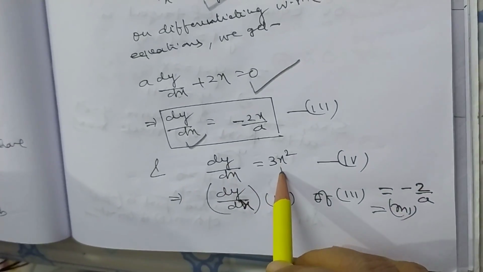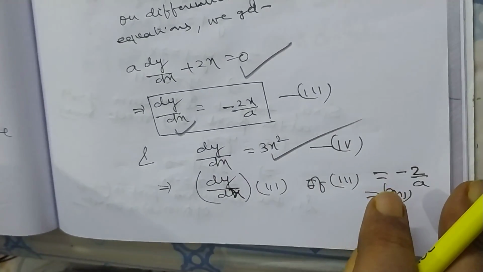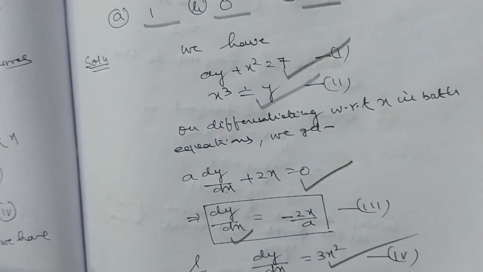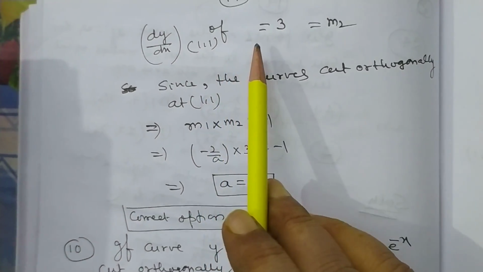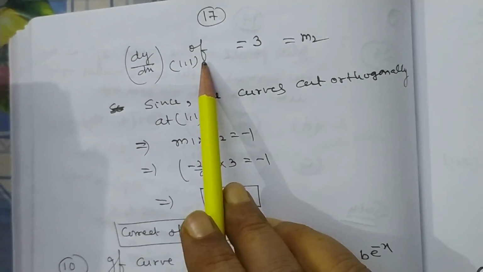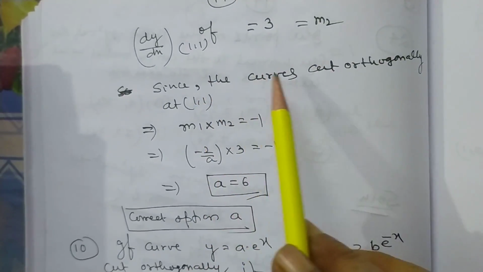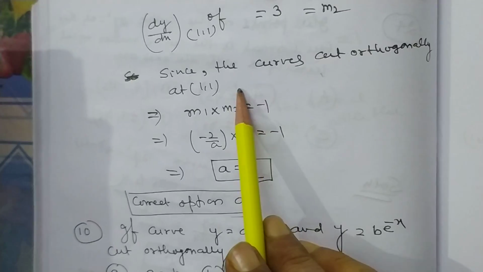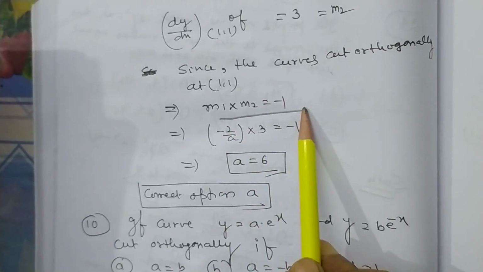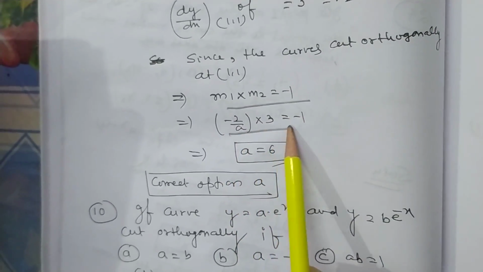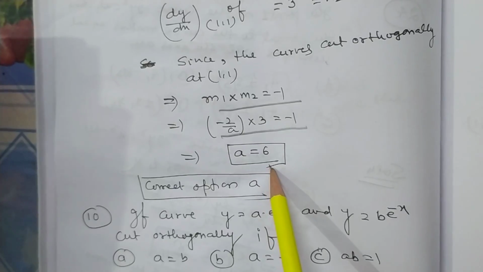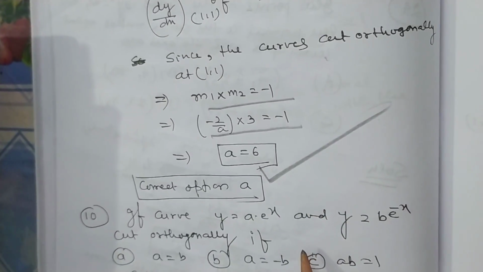Also dy by dx is equal to 3x square. So from 3 and 4 we have dy by dx is equal to minus 2a. And dy by dx of the fourth is 3, that is m2. Since the curves cut orthogonally at 1, 1, so m1 into m2 is equal to minus 1. By putting the values of m1 and m2, we have a is equal to 6. So the correct option is A.